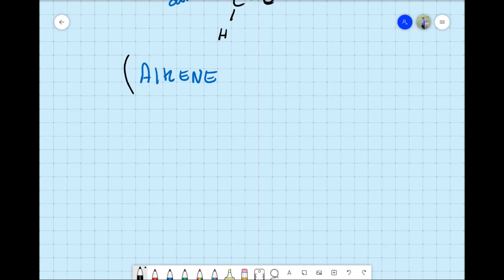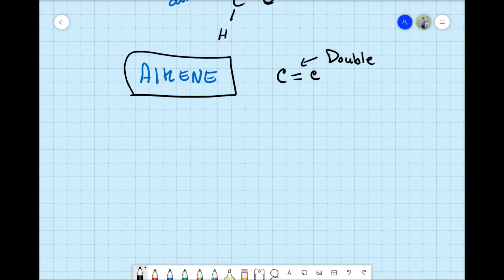I kind of switched colors, but that's okay. Alkene. And alkenes are a little bit different than alkanes. In an alkene, there's a double bond between the carbons. One of these bonds is a pi bond, and the other bond is a sigma bond.